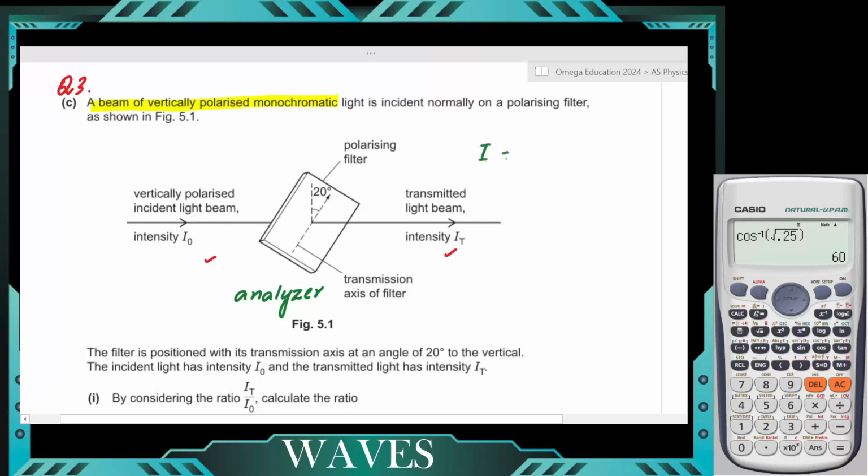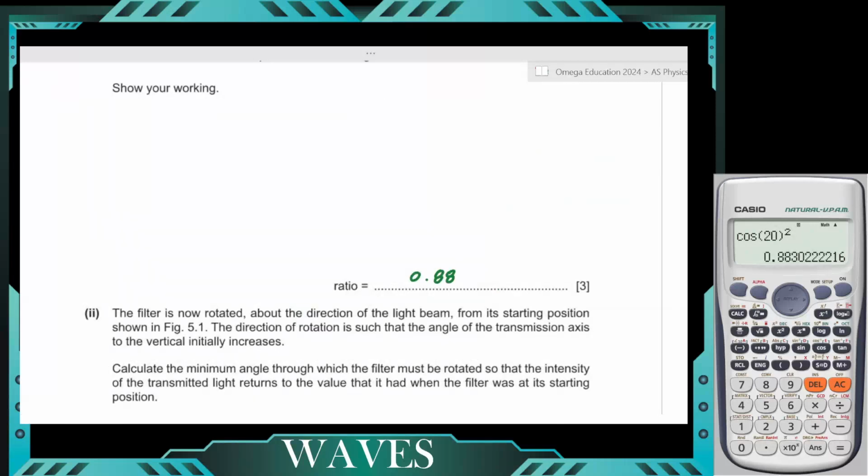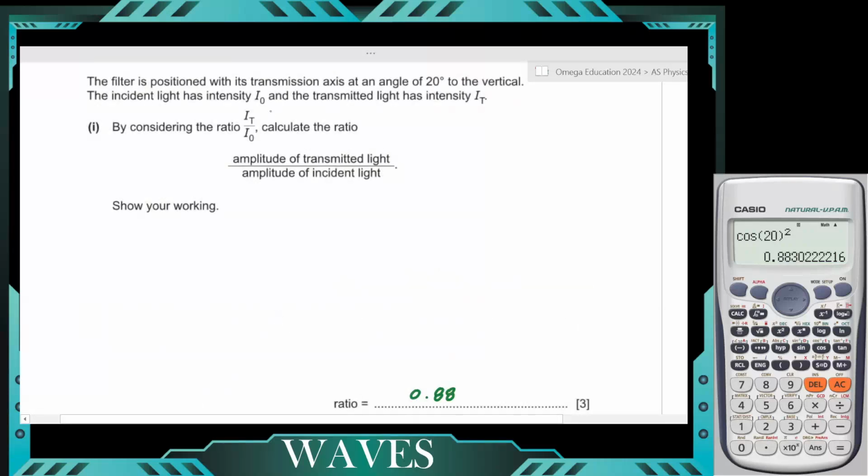New intensity equals I naught times cos square of the angle. What is the new intensity? It is IT. What is the old intensity? It is I naught as it is. The angle is given very easily. We can write cos square theta, and theta is 20. So IT divided by I naught equals cos square of 20, and we get 0.88. This is the ratio of IT over I naught, but we need to find the amplitude of the transmitted light.